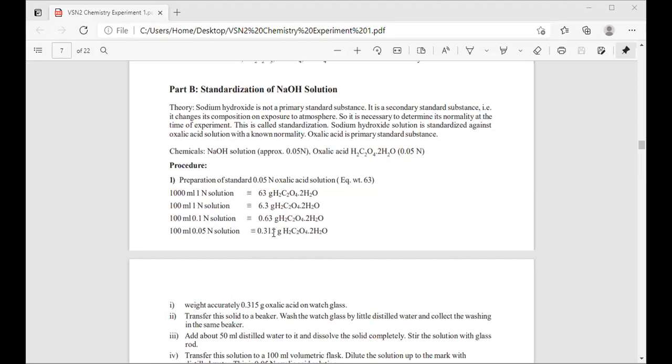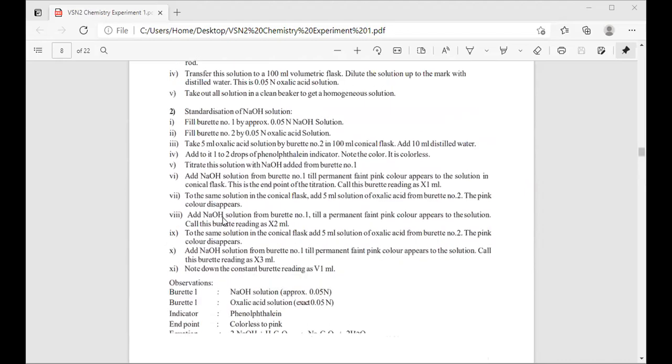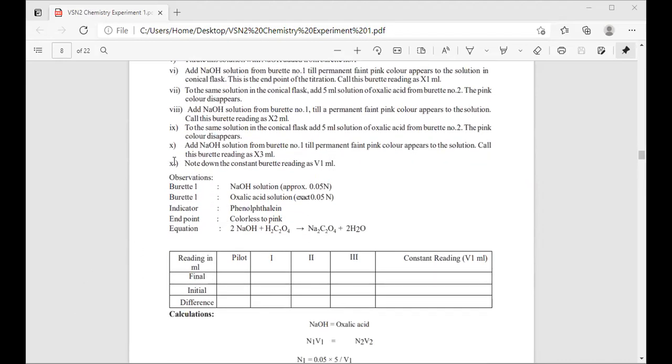So you have to weigh it exactly on the watch glass. You have to dissolve it and dilute it up to 100 ml in the volumetric flask. Now then you have to carry out the titration. Oxalic acid is ready. Our oxalic acid is ready.